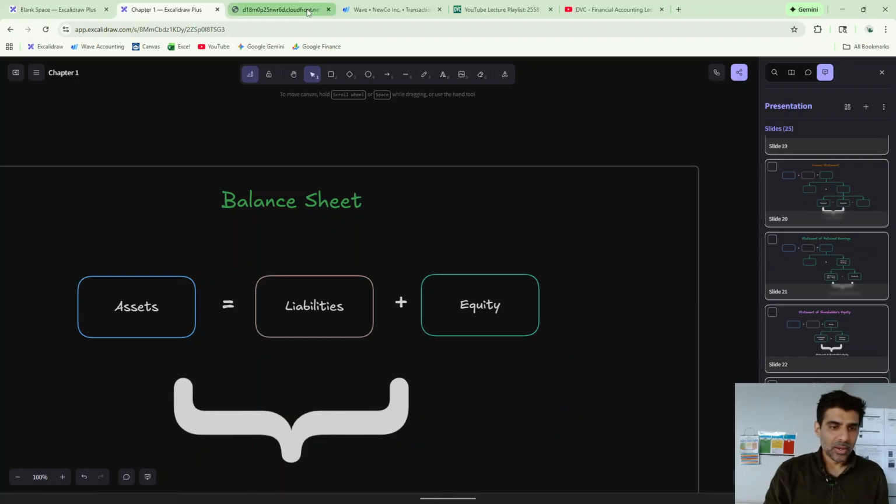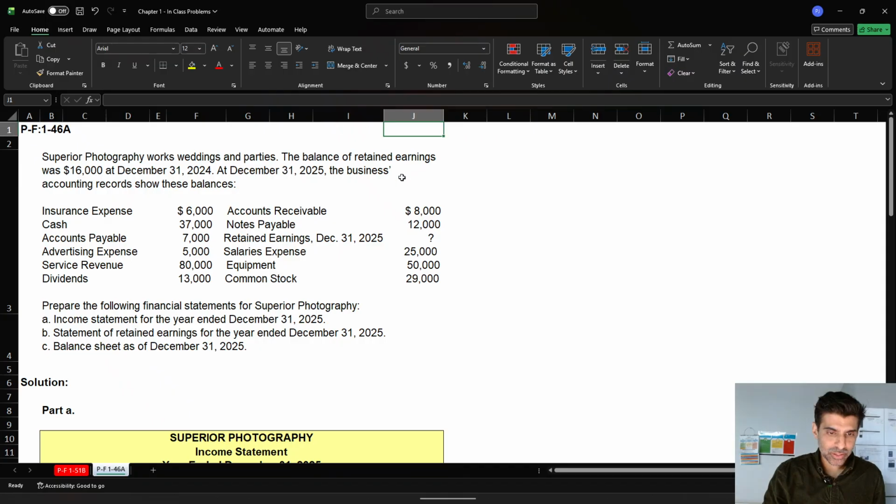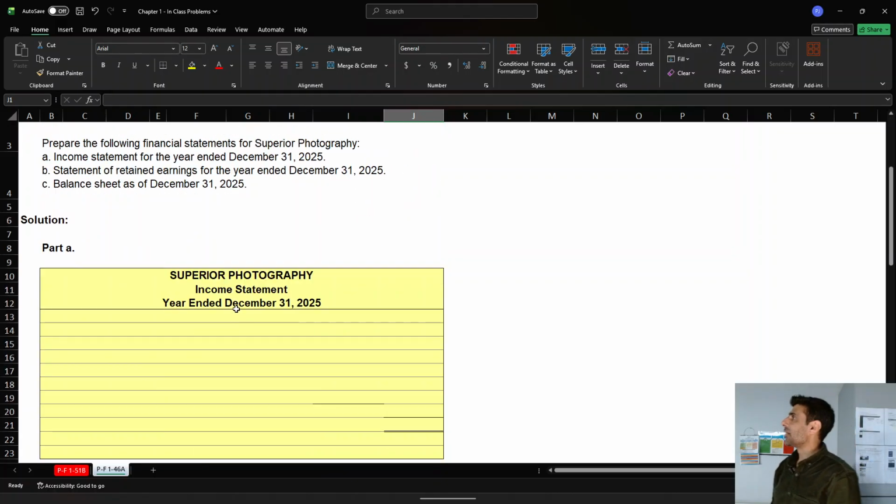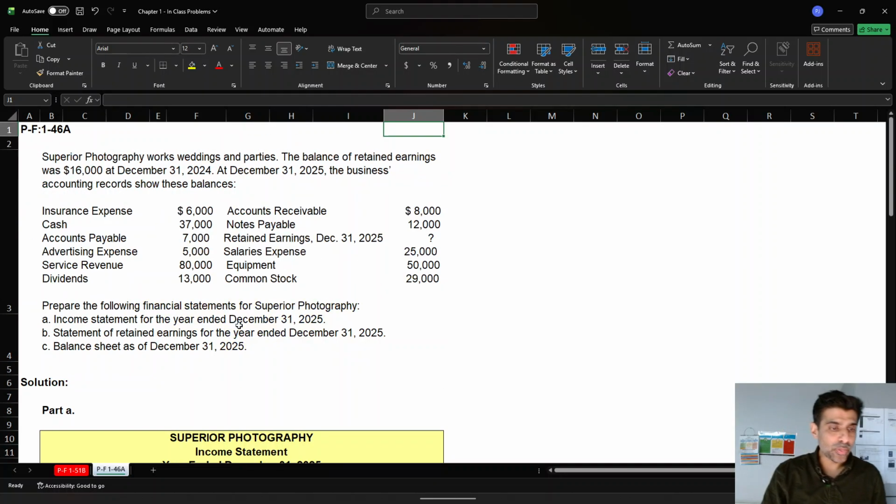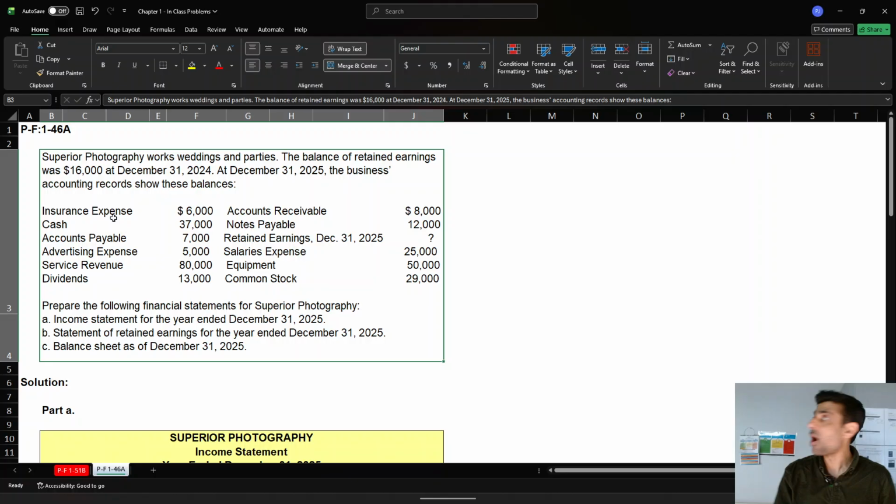Okay, so now going back to our sheet here, we're going to start at the bottom here. Revenues minus expenses. So if I go through here, I can see insurance expense, obviously an expense. That's going to go on the income statement. Cash. No, that's an asset. That's going to come all the way at the end when we compile the balance sheet, so I don't need to worry about that. Accounts payable. That's a liability. Also at the end, it's going to be on the balance sheet. Advertising expense. Yes, that's going to be on the income statement, because again, the income statement is only the revenues minus expenses. Service revenue. Yes, that's a revenue.